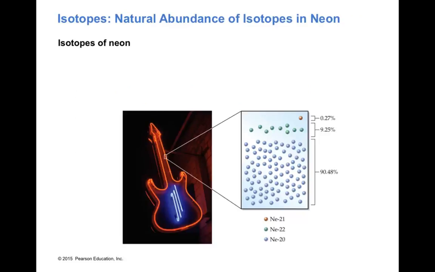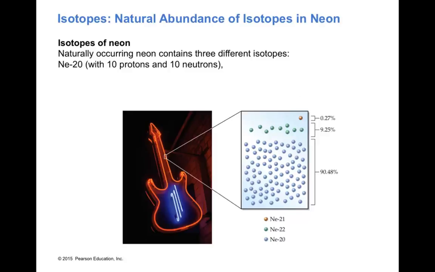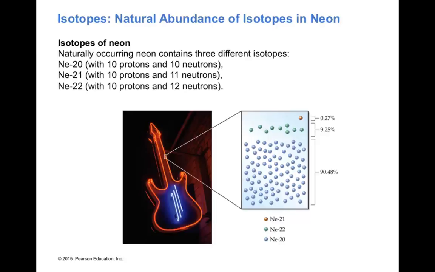Neon. Naturally occurring neon contains three different isotopes. The first one is known as neon 20 because it has 10 protons and 10 neutrons. The second one is known as neon 21. Because it's neon, it has to have the same number of protons as the one before, so we have 10 protons but 11 neutrons. And for neon 22, we have 10 protons and 12 neutrons.